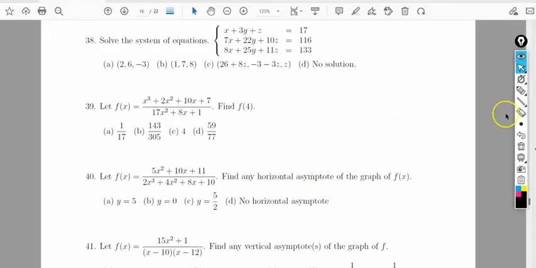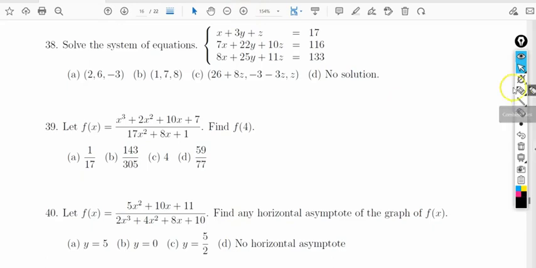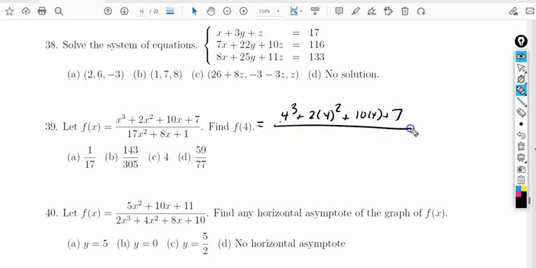(39) Find f of 4. Okay, well, do numerator and denominator separately. So the numerator is going to be 4 cubed plus 2 times 4 squared plus 10 times 4 plus 7.